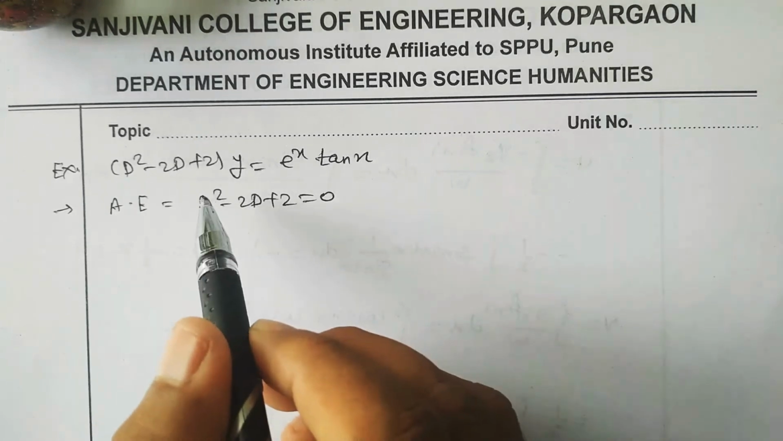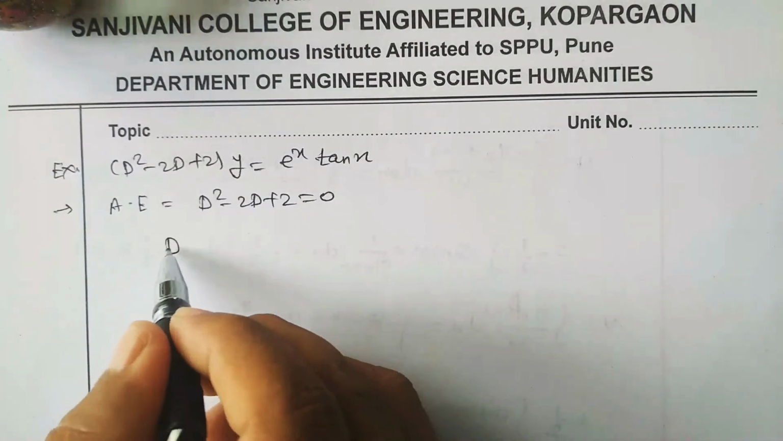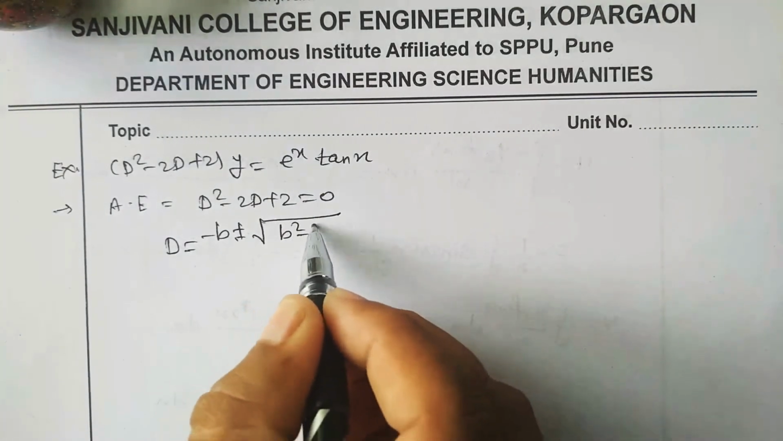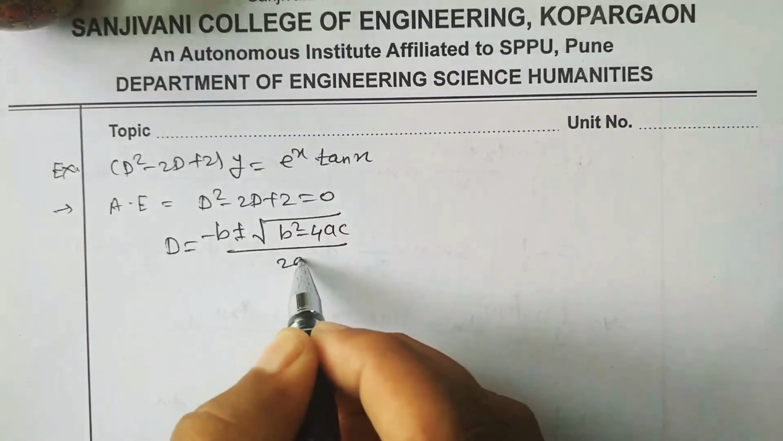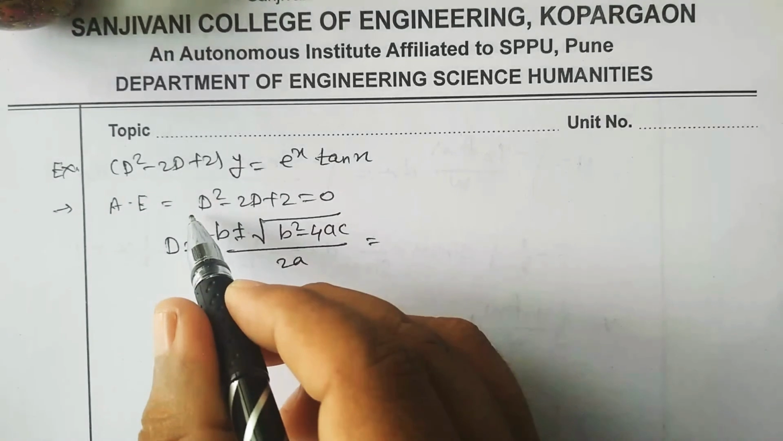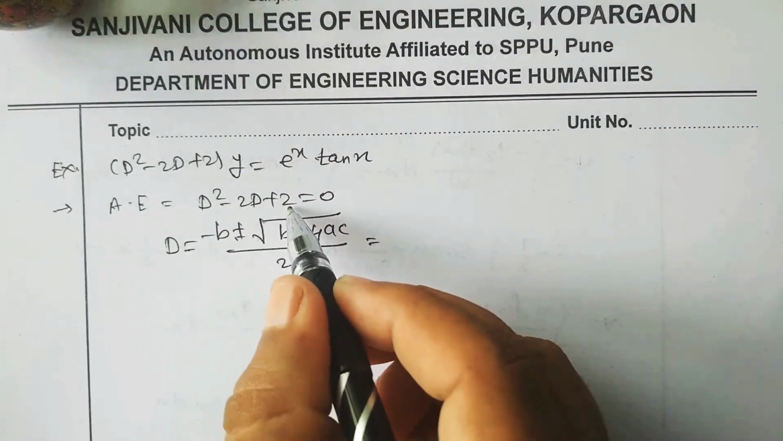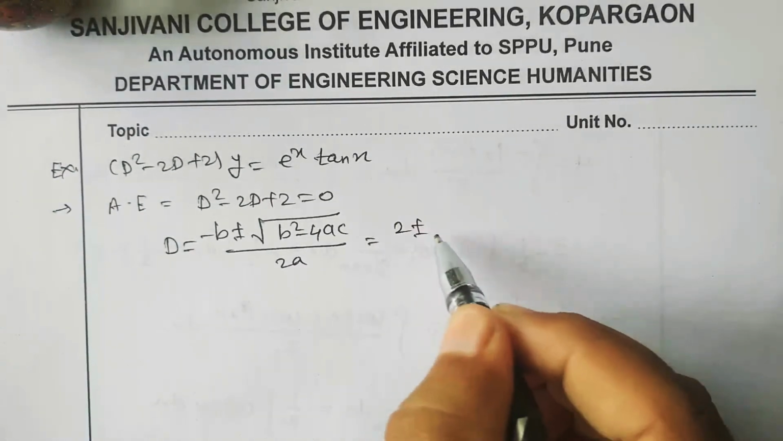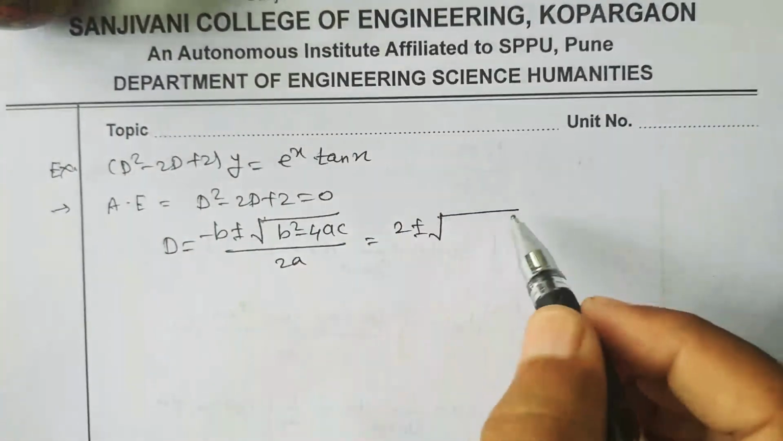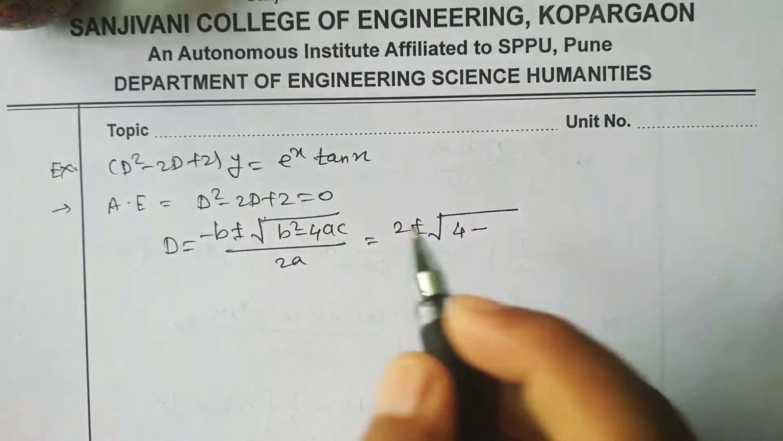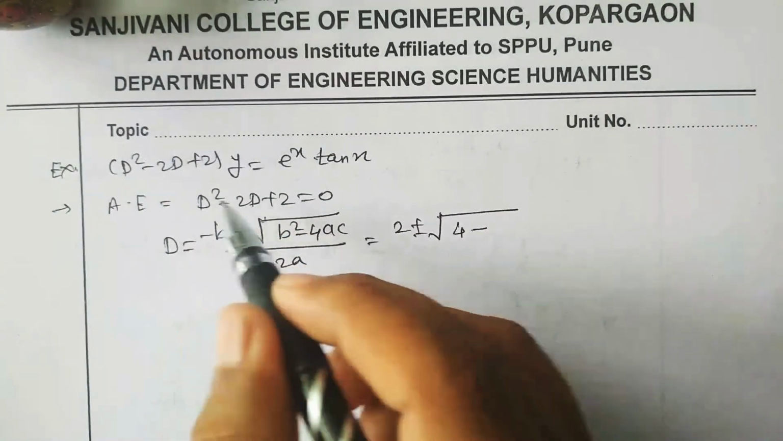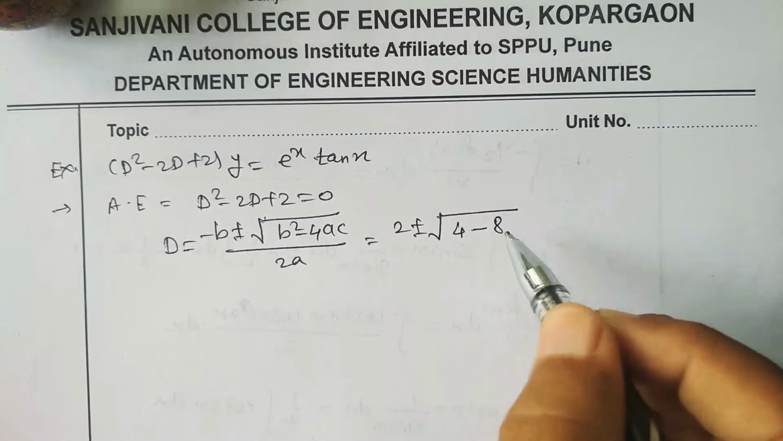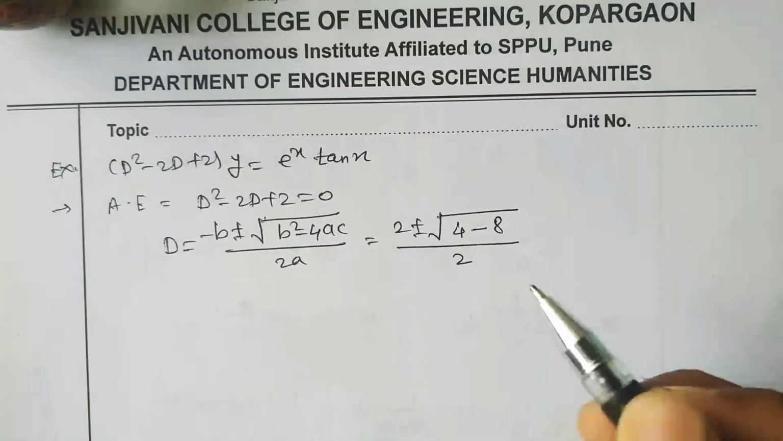There are two roots. So we find the roots by using the formula D is equal to minus b plus minus under root of b square minus 4ac upon 2a. Here the value of a is 1, value of b is minus 2 and value of c is 2. So value of b is minus 2, so minus b is plus 2, plus minus under root of b square, that means minus 2 square, it is 4, minus 4 into a into c, it is 8, upon 2a, that is 2.